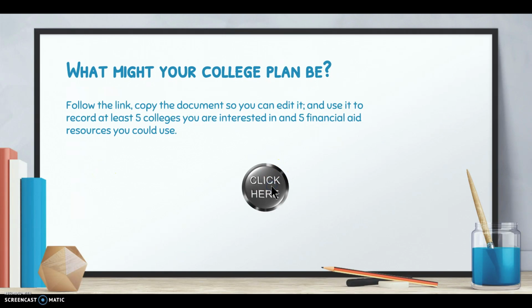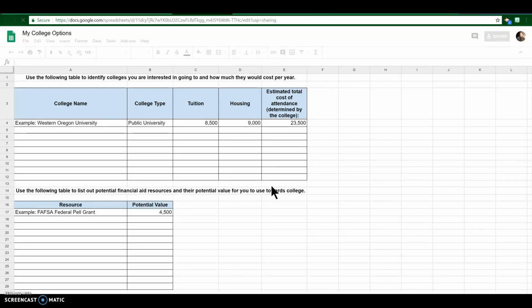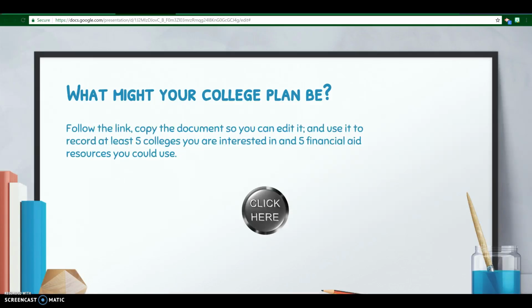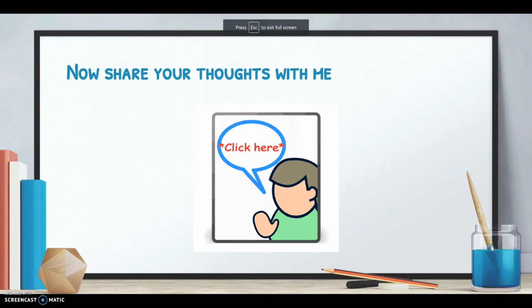And finally, I used a Google Doc for the students to jot down some of the colleges they're interested in, how much tuition would be, how much housing would be, and their estimated total cost of attendance. I've also created another table down here for them to write down some of the potential resources they could use to help them finance college. And that's pretty much it.